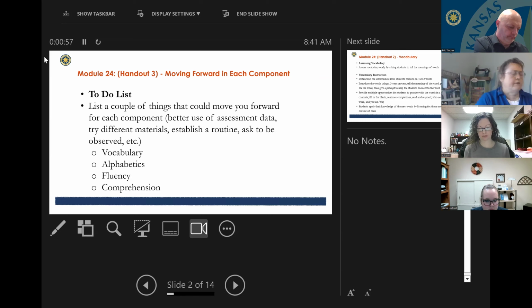And then you will have handouts on alphabetics, fluency, and comprehension, and everything else, but you don't have a handout on vocabulary instruction. I think because it has a lot meatier, chunkier stuff in the resources. So you don't have a handout on vocabulary, which is unfortunate because I love the vocabulary instruction model. So we're going to start with vocabulary instruction first, which should be the next slide.